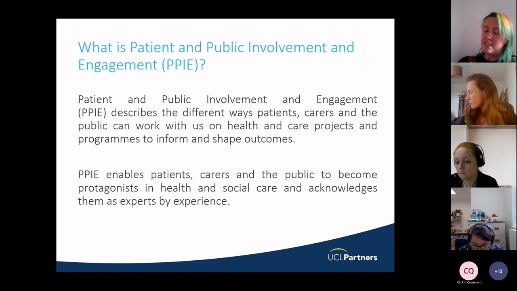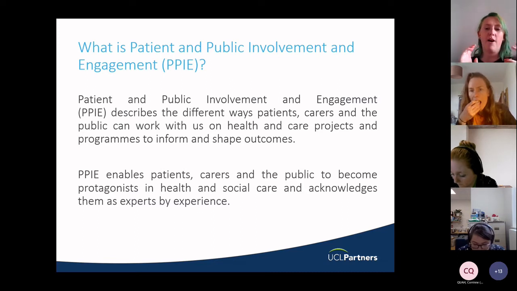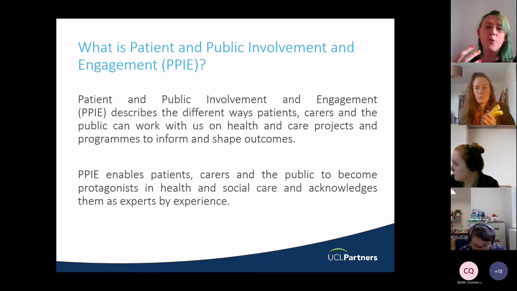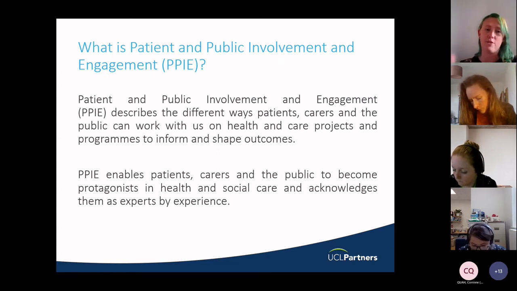So the first thing I wanted to start with is a bit of a definition. I know definitions are not the most fun or dynamic things to start with, but I just wanted to take some time to make sure that when I'm talking about patient and public involvement and engagement today, we're all on the same page as to exactly what that means. Patient and public involvement and engagement is sometimes shortened to PPIE, sometimes PPI. I will probably slip between all three depending on where my mind is at the time. It basically describes all the different ways that patients, carers and members of the public can work with us on health and care projects and programs to help us inform the outcomes.